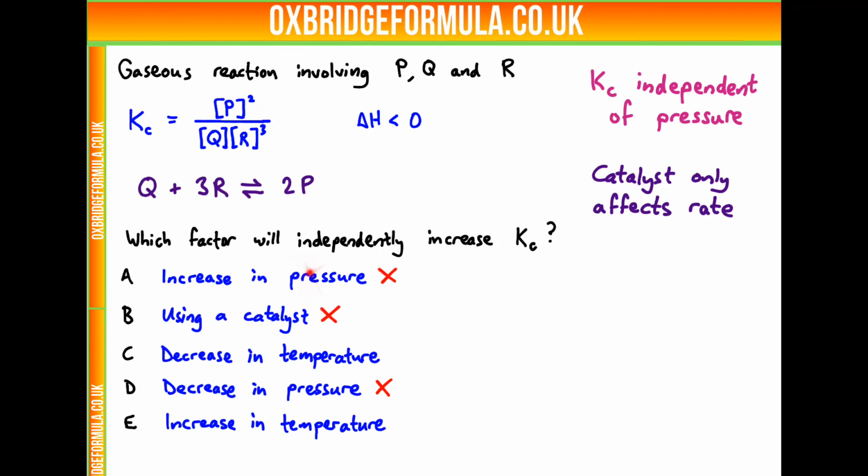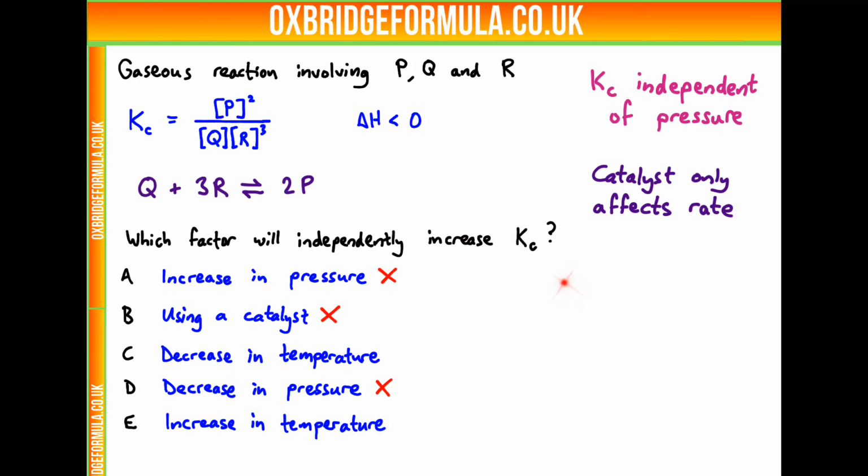So our final thing to think about is whether temperature will change Kc. We can see that it has to be one of these. And so what is the effect of temperature on this equilibrium constant? Well, we need to think about the enthalpy nature of this reaction. So we're told that the enthalpy change is negative. And what does that mean? We have an exothermic reaction which releases heat.